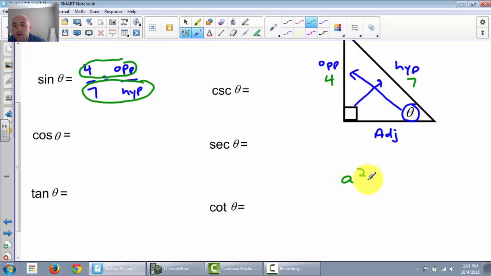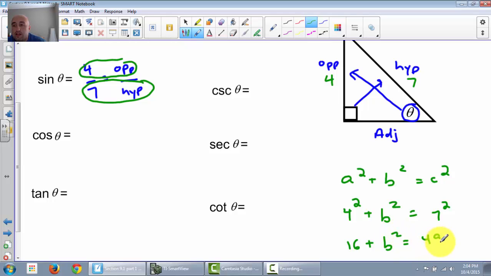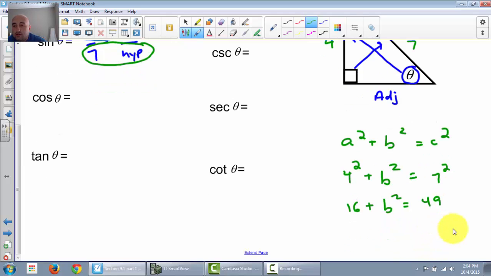So we have a squared plus b squared equals c squared. So our 2 legs are a and b. Well, we know one of them. We know 4 squared. We don't know the other leg, so I'm going to just label it b squared. And c squared we know, which is 7 squared. All right, so we have 16 plus b squared equals 49. Okay, so let's see here. So let's subtract 16. Subtract 16.